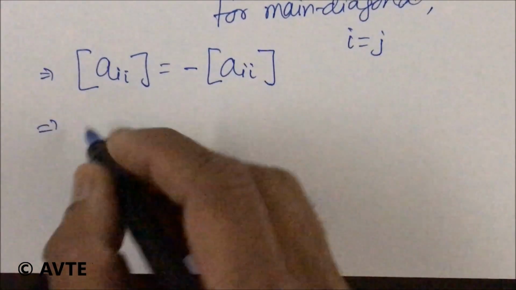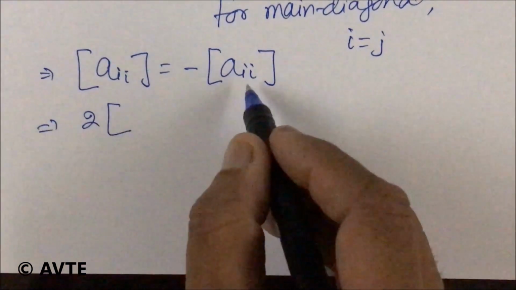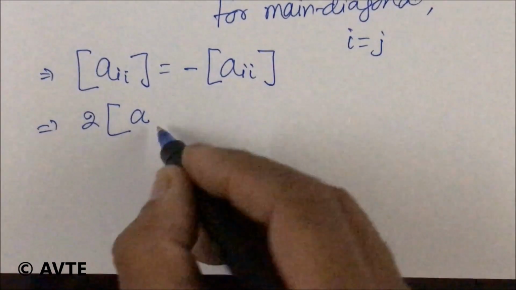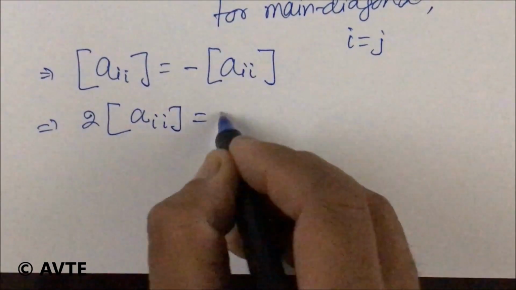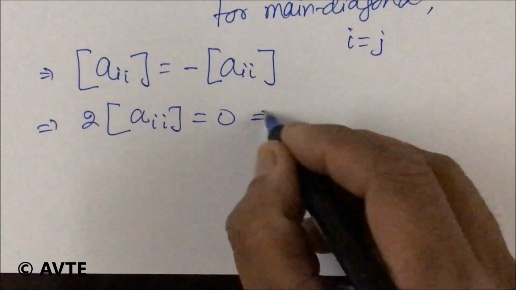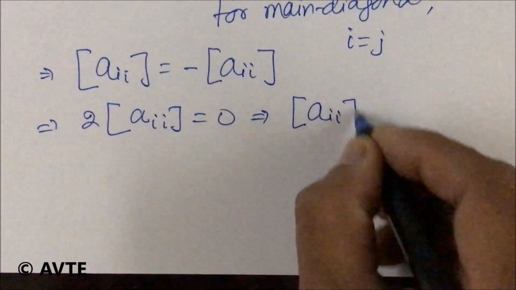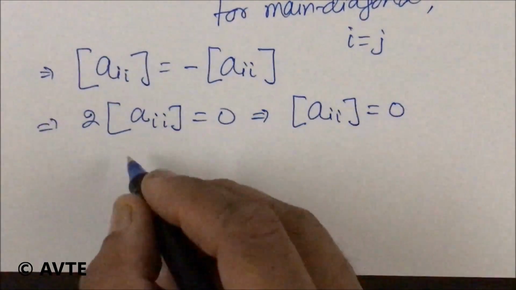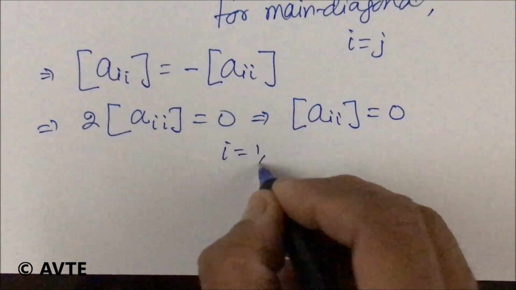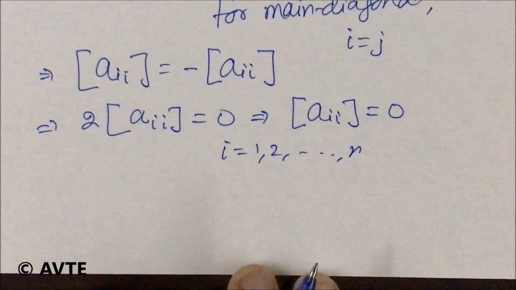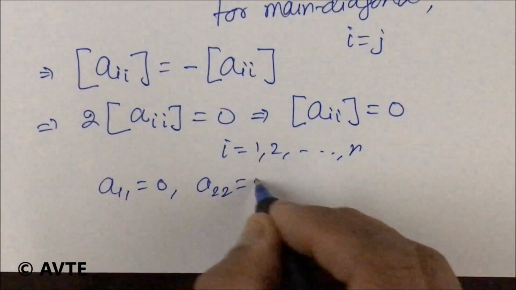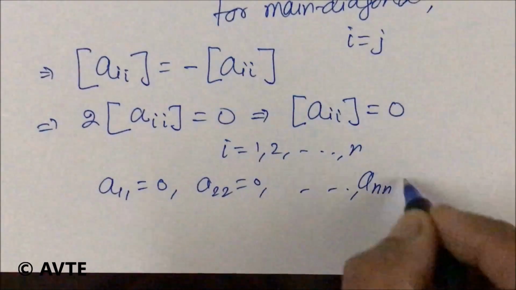But we have to also write one more step. We'll shift minus of a_ii to the other side, and since they are same, it is twice of a_ii is equal to 0, and this shows that all the main diagonal elements are 0. You can further write that by putting i equal to 1 up to n, all the elements are coming 0. a_11 is 0, a_22 is 0, and so on. It's a simple one.